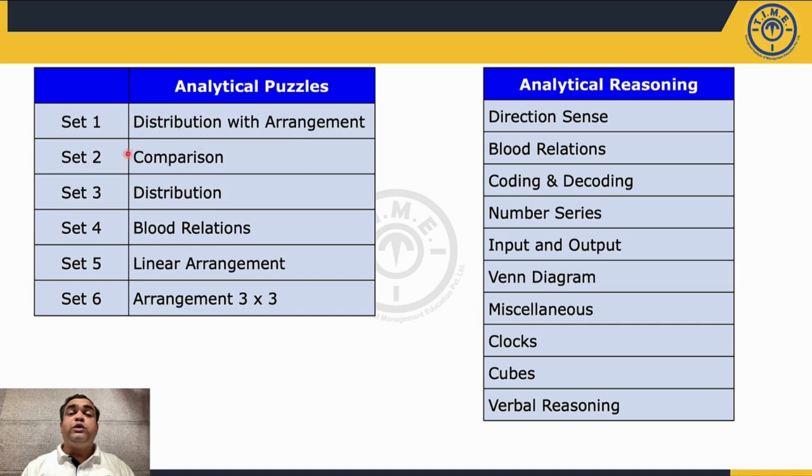There was one set based on comparison, which was not easy because there were too many variables. In fact, that was probably categorized as a DI kind of question rather than a logic kind of question, because a lot of numbers and equations were involved in that set.